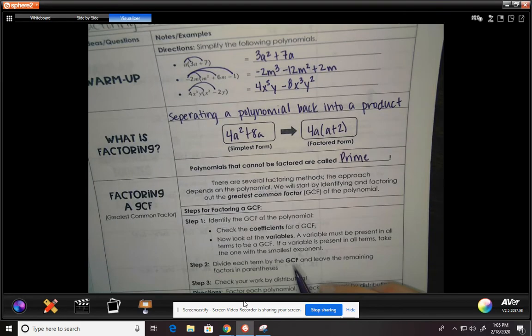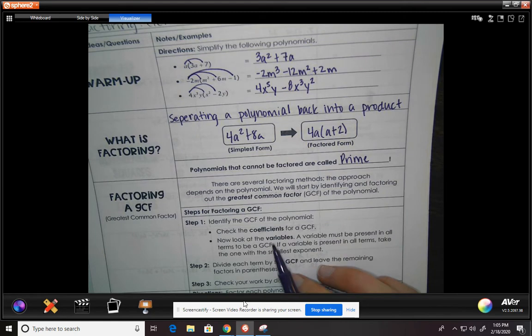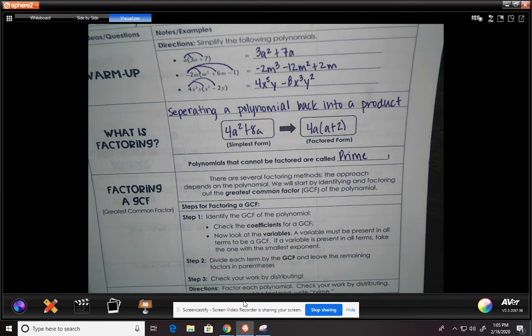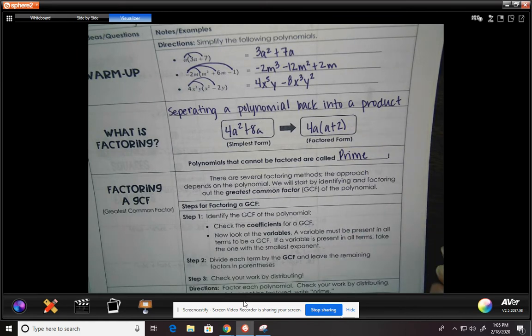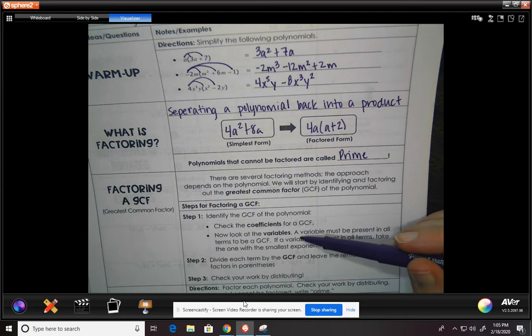Okay, now when you're doing GCF, step 1, you're going to identify the GCF of the polynomials. You're going to check the coefficients for a GCF. So you're looking at your numbers. You're looking for the biggest number you can divide out of both. Then you look at your variables.